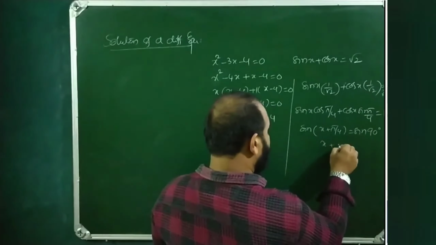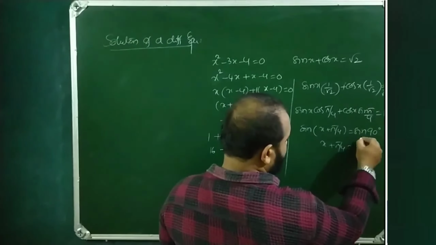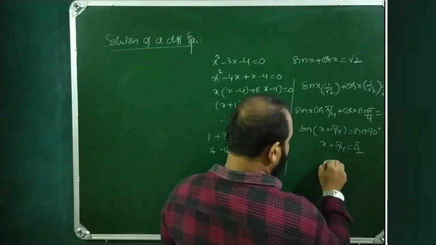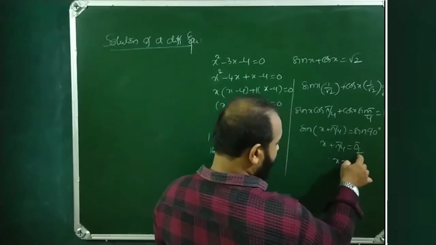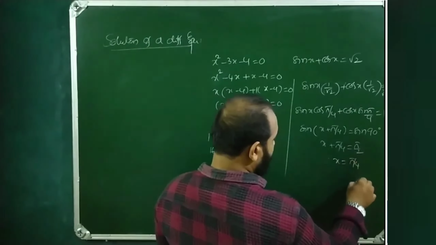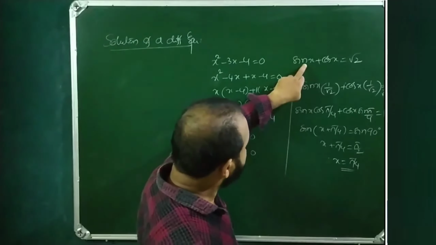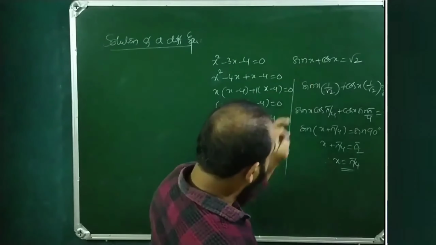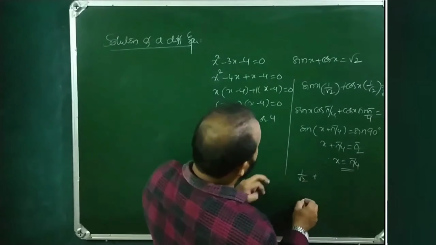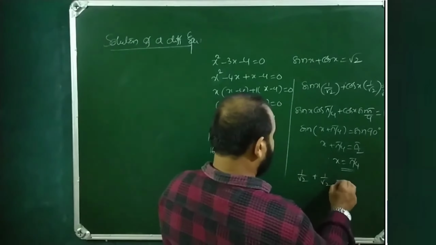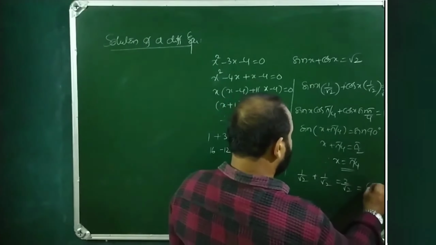So x plus pi by 4 equals sine 90 degrees, which is pi by 2. Therefore, x is equal to pi by 2. 90 minus 45 is pi by 4. You substitute back in the given equation. Then sine pi by 4 is 1 by root 2, plus cos pi by 4 is 1 by root 2. This is 2 by root 2, which is equal to root 2.